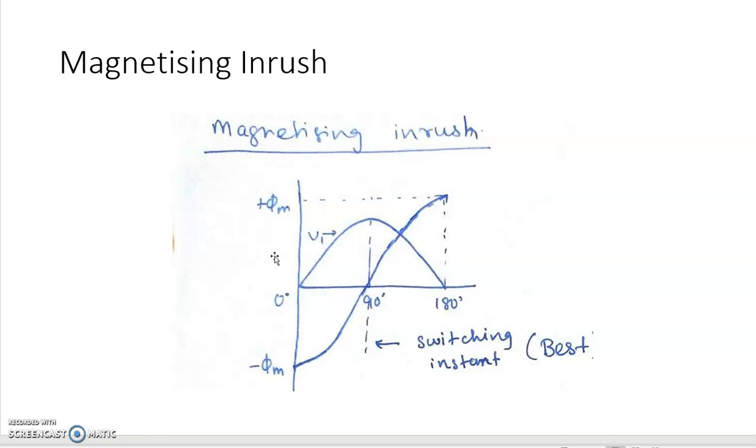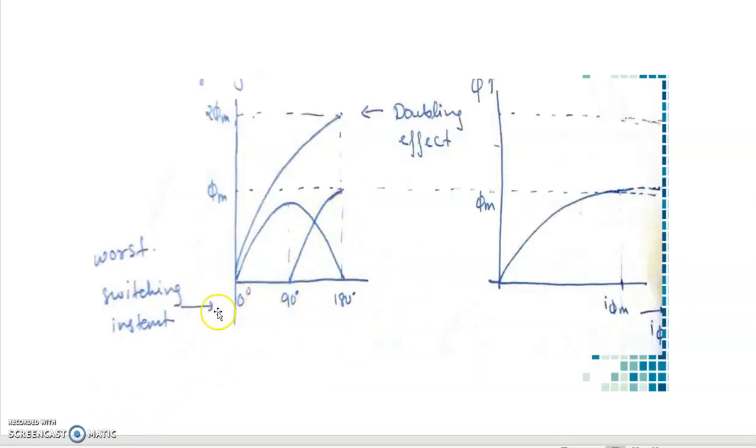Also, you can see that when omega t is equal to 180 degrees, as in this waveform, after half a cycle, the core flux becomes equal to twice the maximum flux. You can see over here phi m, and over here 2 phi m. This is called the doubling effect. This doubling effect is going to saturate the core considerably.